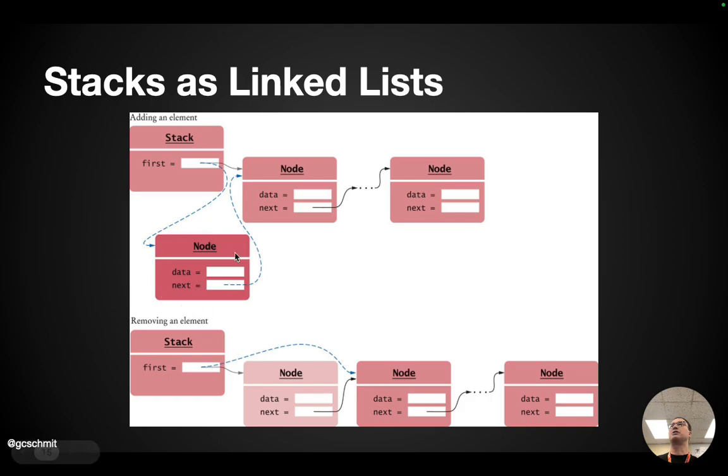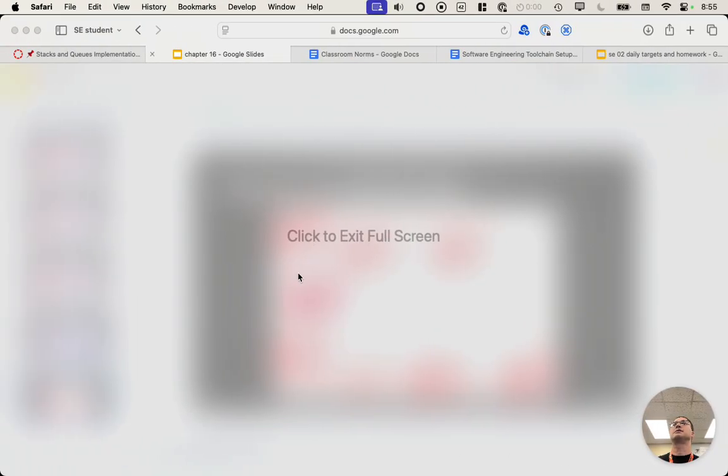But we are going to create a new node. We're going to set that new node's next to refer to what was the first one. So we can use first stored in the stack object to refer to that. And then we'll change first to refer to the new node. Just like yesterday and just like earlier this week, the order in which we update these references is critical.